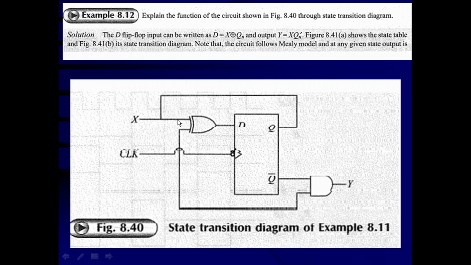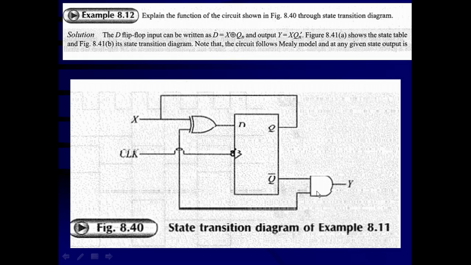Here in the figure, there is a misprint. This X input is actually here. So X is one of the inputs of the exclusive OR gate, and another input of the exclusive OR gate is Qn. So the exclusive OR gate has two inputs: one is Qn and another one is X. So X should be drawn here. This is supposed to be designated. X is not this one. And this is the clock waveform.